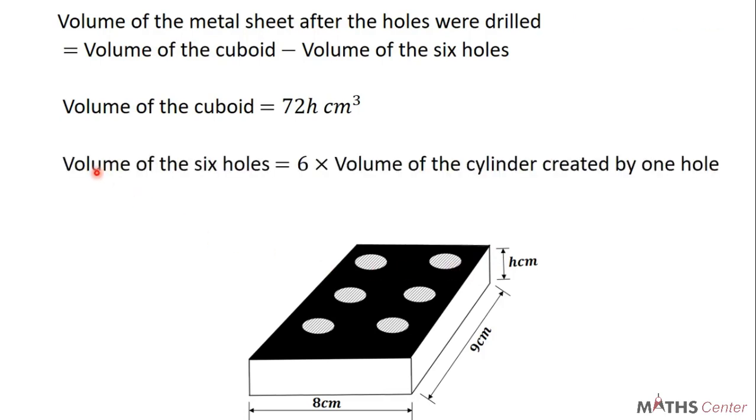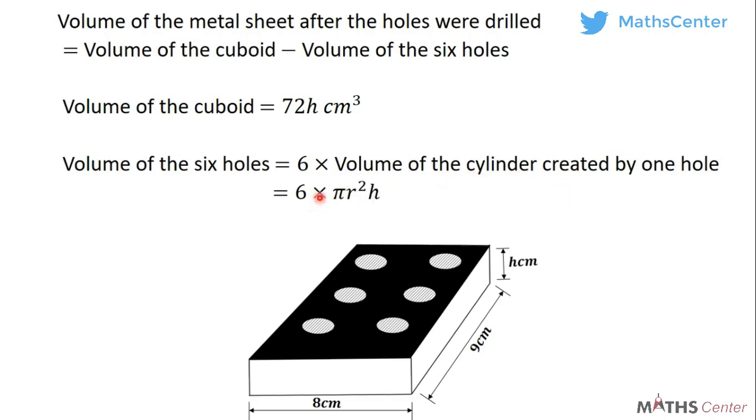Okay, so we can say that the volume of the 6 holes is equal to 6 times volume of the cylinder created by one hole. Since they all have a radius of x and they all have a height of h, they are going to have the same volume. So the volume of the 6 holes is equal to 6 times volume of the cylinder created by just one hole.